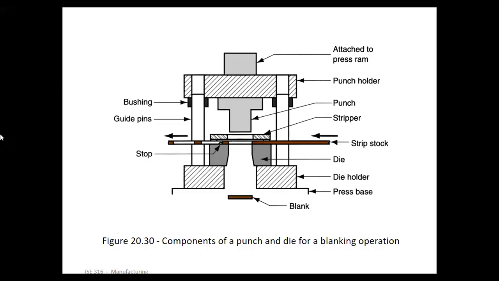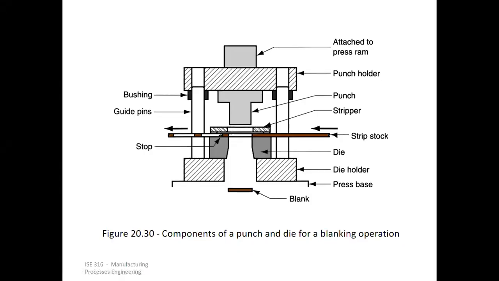As for the components of a punch and die for a blanking operation, let's say we are looking at a blanking operation, the components for a punch and die. Here you can see this is attached to the press ram, basically the hydraulic press, which is responsible for giving the energy to this punch ultimately.